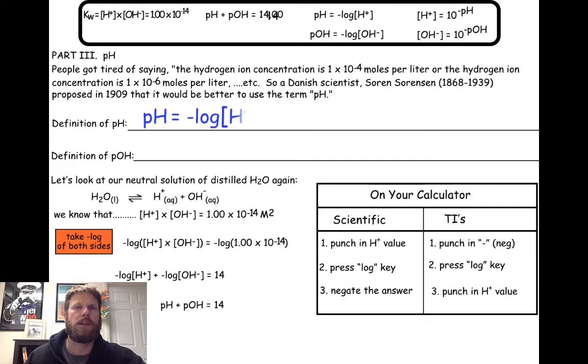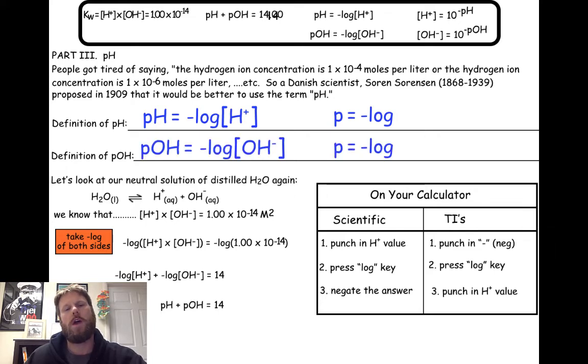He developed the concept of pH. pH is simply the negative log of the hydrogen ion concentration. Whenever you see that little p in front of a symbol, that just simply means negative log. So you can also take the pOH. pOH is the negative log of the OH minus concentration.